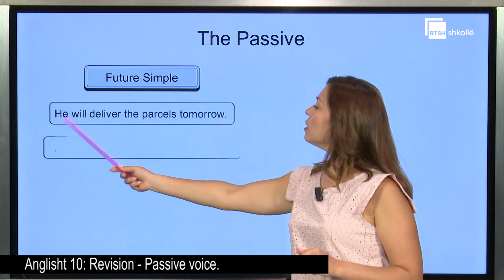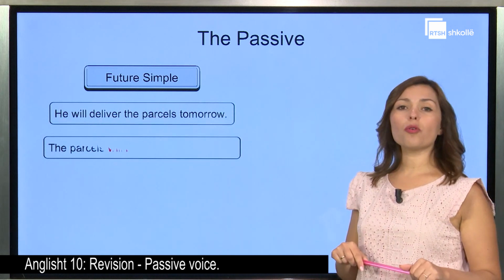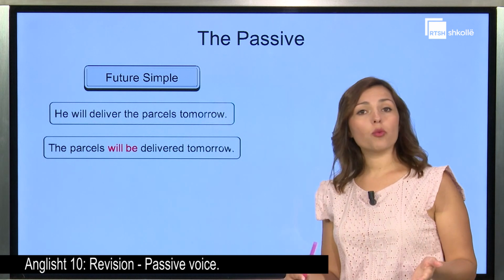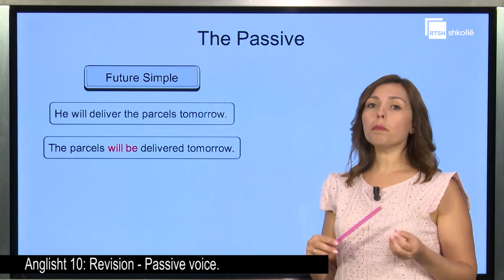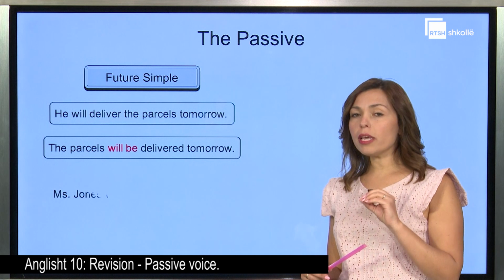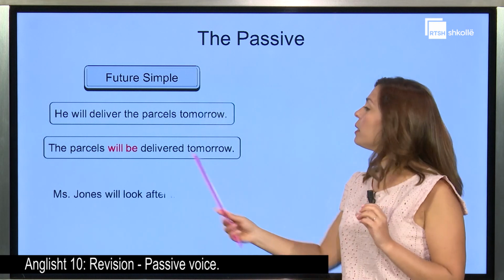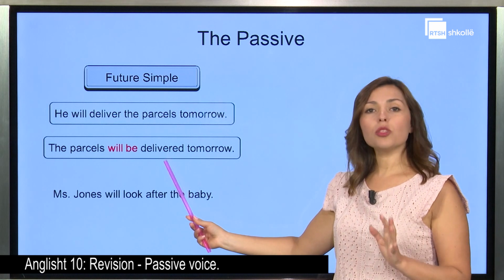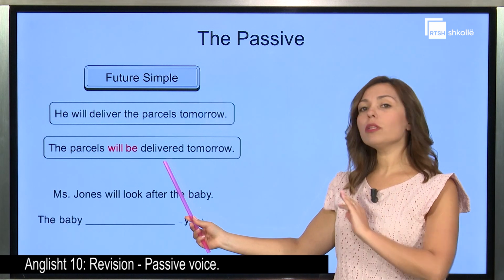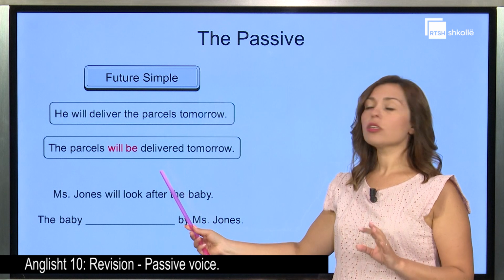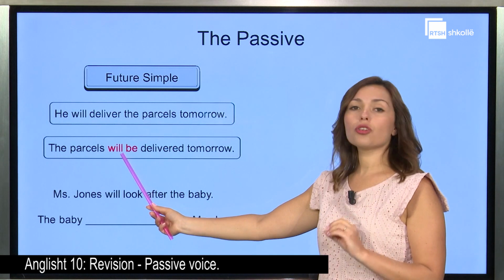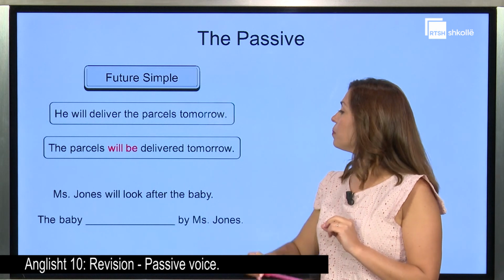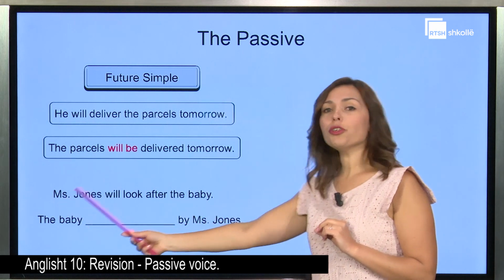He will deliver the parcels tomorrow. So the parcels, since we have the word will be. So the verb to be in the future, will be delivered. Again, this does not change. As we said, the past participle does not change. Just the future form here. We have the future form of the verb to be. And this is very easy for you.